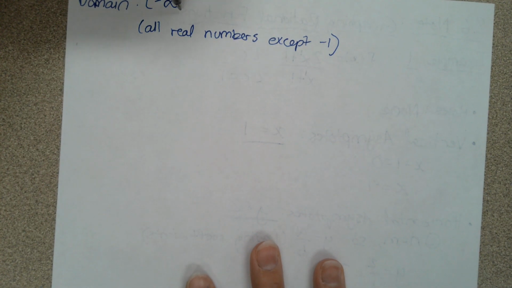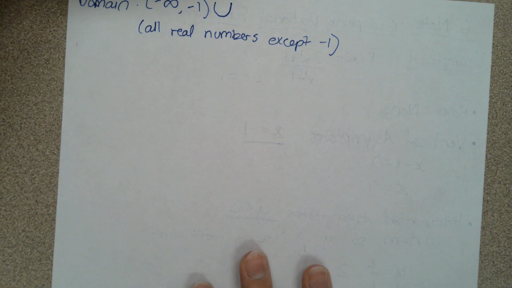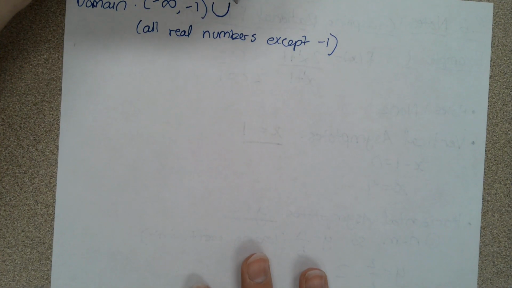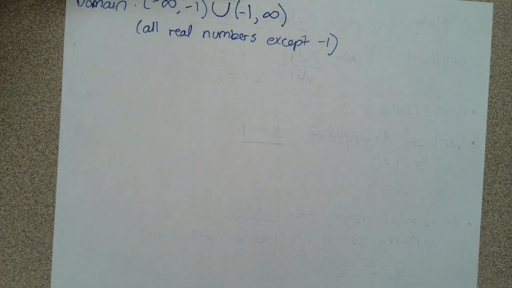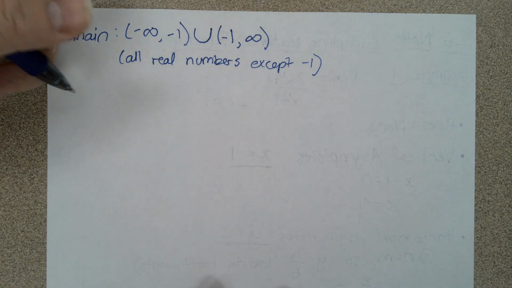So negative infinity to negative 1, parenthesis because we're not including negative 1. This is when we use that union symbol. Remember, union is for jumps or gaps in the graph. And then we pick back up, not at negative 1, but after negative 1, and then we continue on our way to infinity. Again, this is literally saying every single number on the x-axis in the domain except negative 1. And that's because of the asymptote.